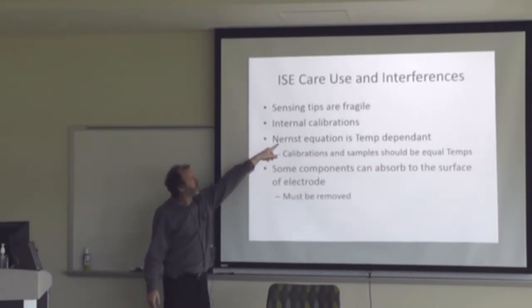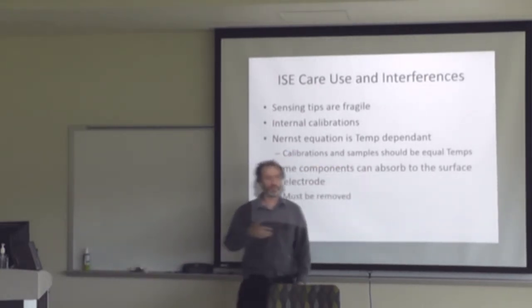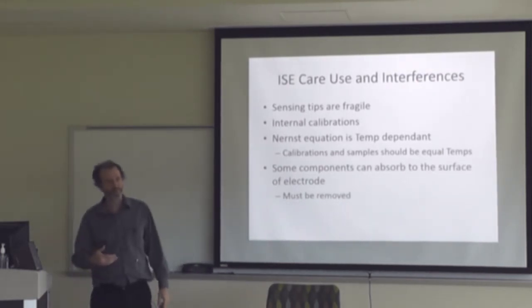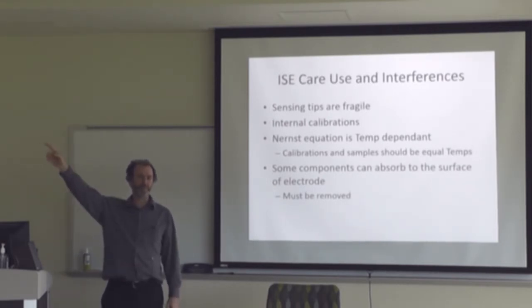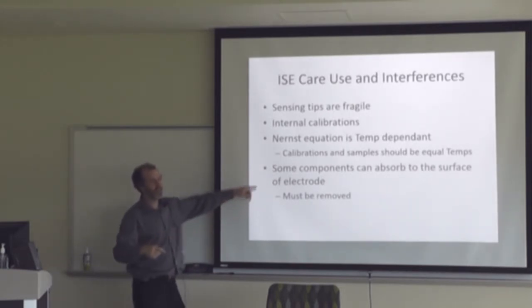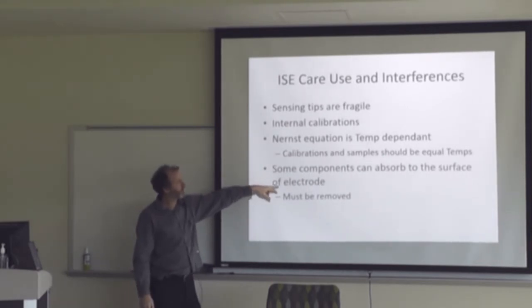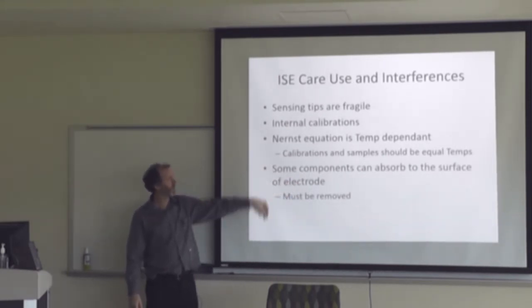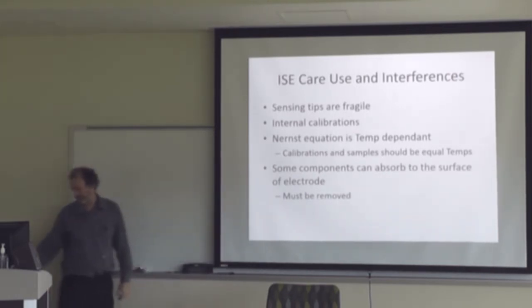There are internal calibrators, and Nernst's equation is temperature dependent, right? So calibrations and samples should be done under equal temperatures. If you calibrate it and it's really cold in the lab, and then you're taking samples and the AC stops and it heats up, because in there it'll heat up fast, but they kick us all out when that happens because we don't get ventilation through the hood, it'll alter the values and the accuracy of your measurements. Some components can absorb to the surface of the electrode too, and they must be removed. So, salts and things.